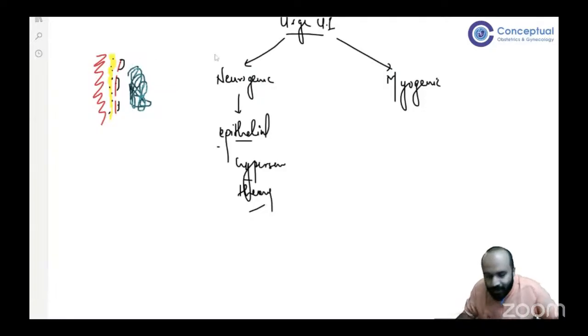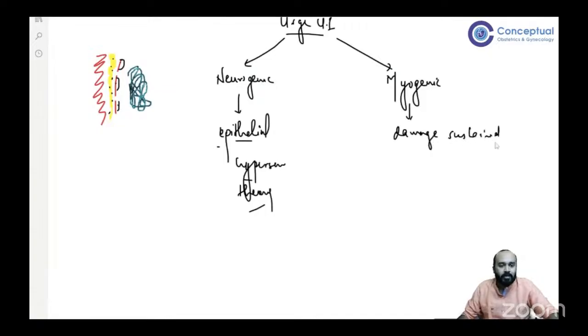The myogenic theory instead says that this urge incontinence is not because of these neural structures only, it is also because of the damage sustained over a long period of time to the detrusor muscle. How can the detrusor be damaged? It can be damaged if a person has atherosclerosis. Atherosclerosis से क्या होगा? There is going to be ischemia. Ischemia of what? Ischemia of the detrusor muscle. So there's going to be ischemic necrosis.